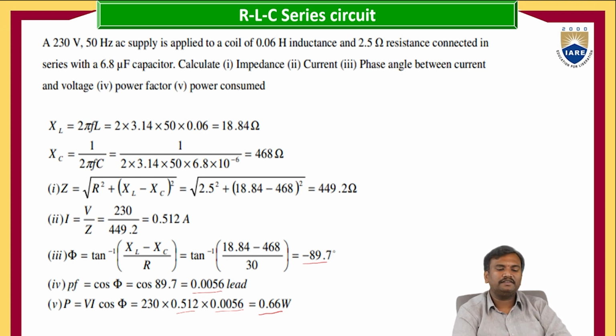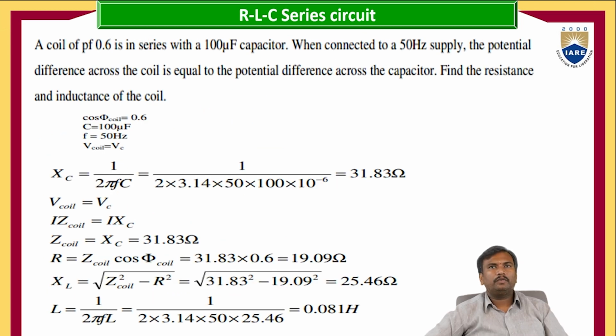Here the power factor is very low. That's why we are getting the power value also low. Even though we have 230 volts, the power which we are getting is 0.66 watts because of high impedance as well as low power factor. And we'll go with one more problem.